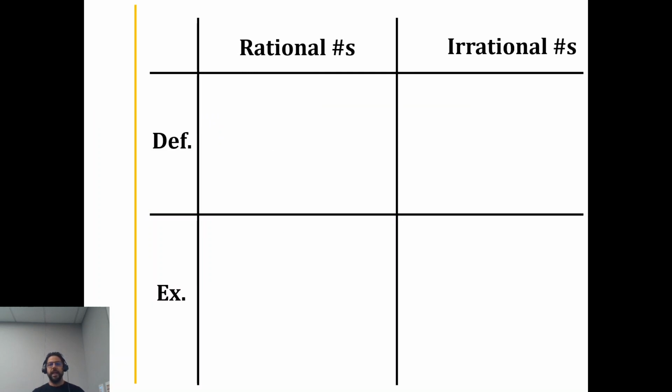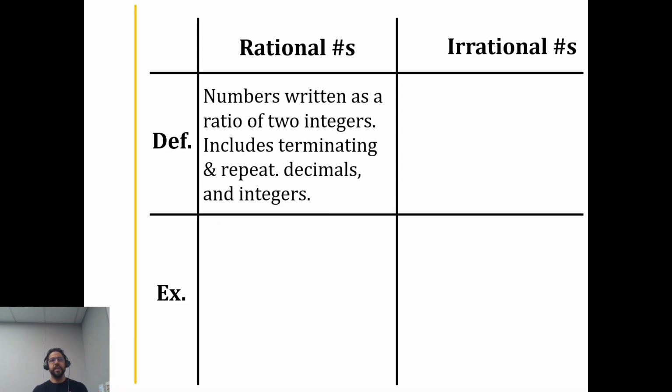All right, we've got a few items here to set up together to understand what they are and then compare and contrast using some examples. Looking at our rational numbers: numbers written as a ratio of 2 integers. My favorite way is saying fractions. A ratio is a fancy way of saying a fraction, like 2 over 3, -4 over 5, and so on. Written as a ratio of 2 integers, fractions.